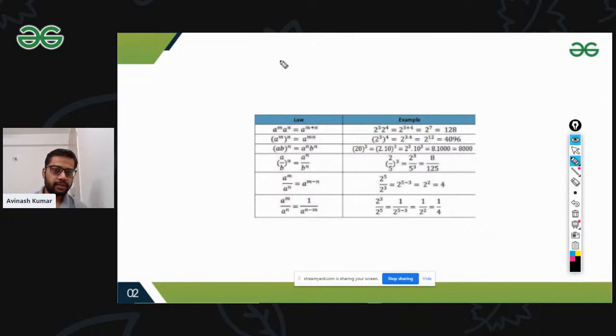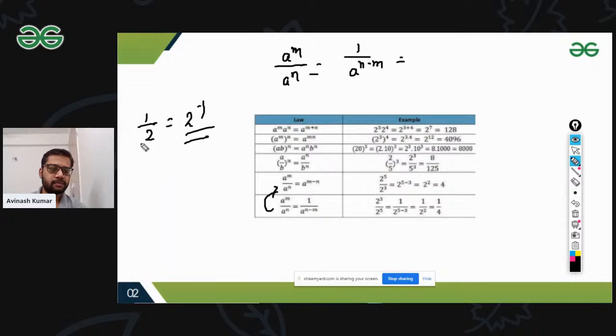Now check another one. a to the power m upon a to the power n can also be written as a to the power n minus m. Now how are they actually doing so? See, this formula is the same as this formula. I have done nothing. Just tell me one thing: if I'm writing 1 by 2, can I write this as 2 to the power minus 1? It's just like that. 1 by 2 can also be written as 2 to the power minus 1.